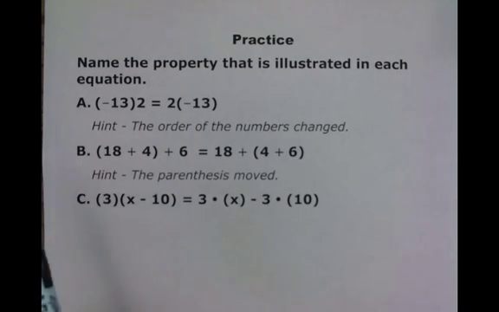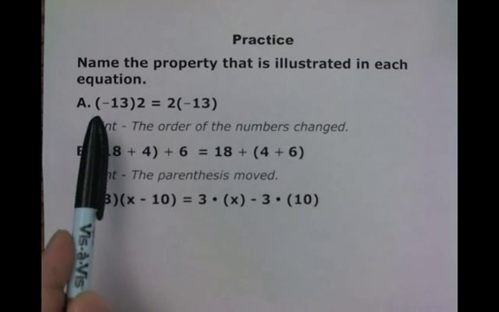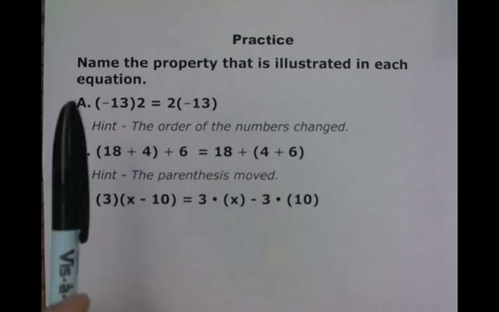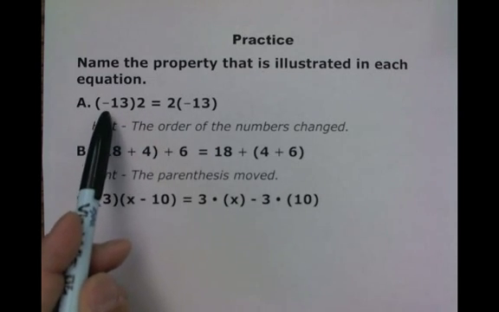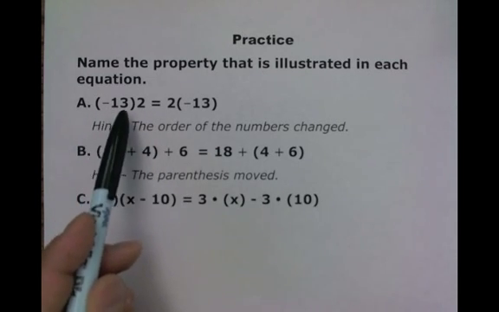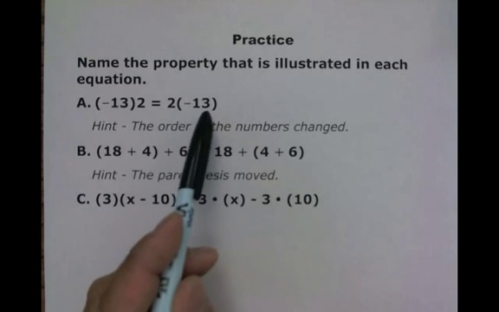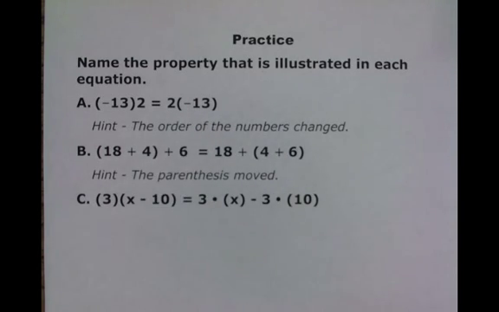Remember, when you look at this, the hint is the order of the numbers has changed. So find a property where the order of the numbers has changed. The negative 13 is in the front on the first part, but it's in the back on the second part.